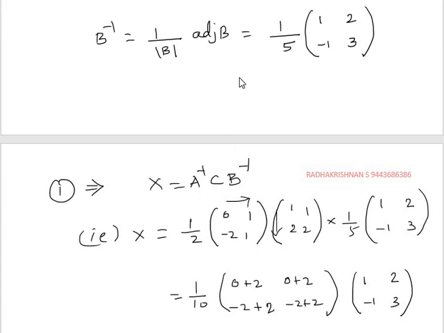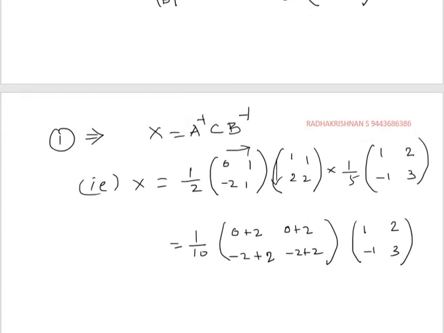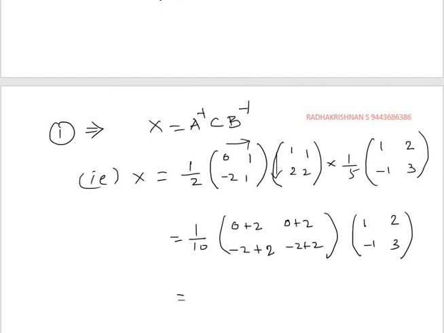The first two matrices I have multiplied. Understood? Then I have to multiply the third. We can simplify and then multiply. That is 1 by 10, 2 2 0 0. This becomes what? 1 2 minus 1 3. Now if I multiply, I will be getting what? The required answer.